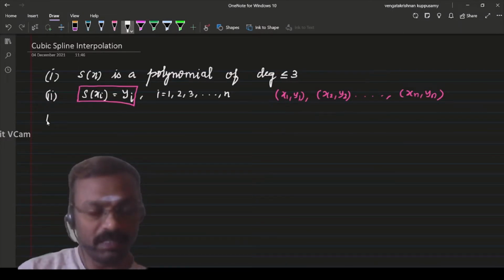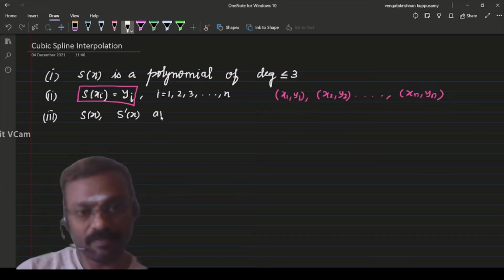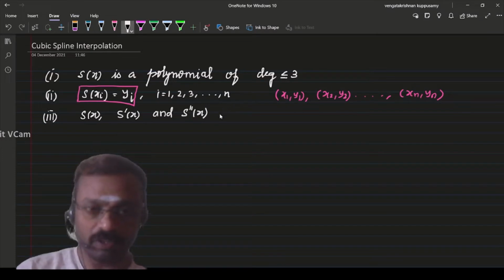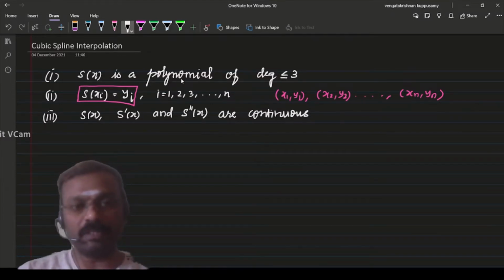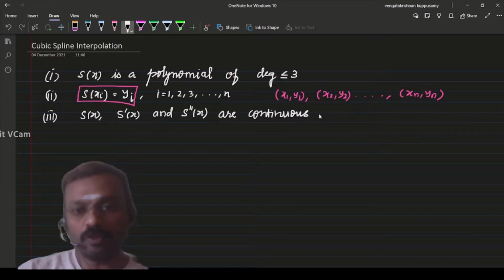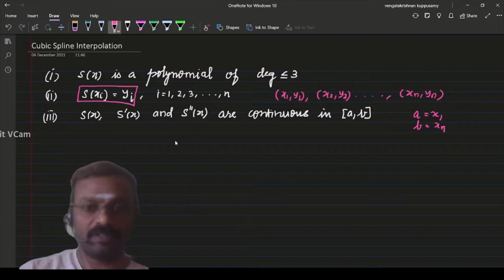Okay, and the third one, our S of x, S dash of x, and S double dash of x are continuous. In each interval it is continuous because it is a polynomial, but it should be continuous in the entire interval a comma b, where a is our x1 and b is our xn.